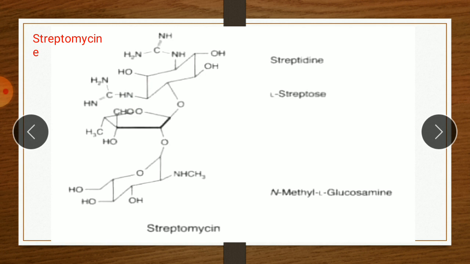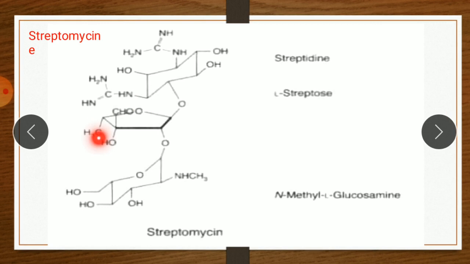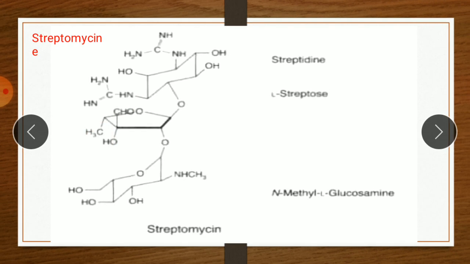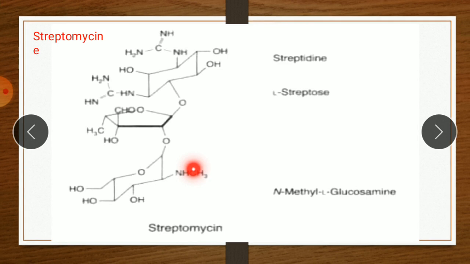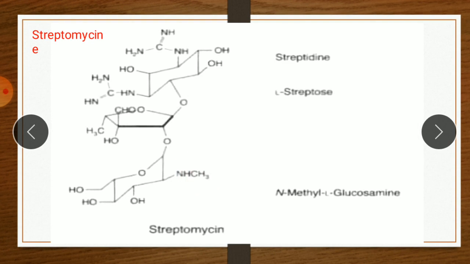The third point is related to this methyl group, the CH3 group. Oxidation of this methyl group into a CH2OH group gives an active analog, but there is no advantage over streptomycin. Fourth point, modification of the amino methyl group. Modification of the amino methyl group in glucosamine by demethylation or by replacement with a larger alkyl group reduces the activity.